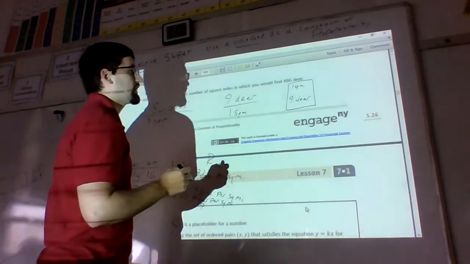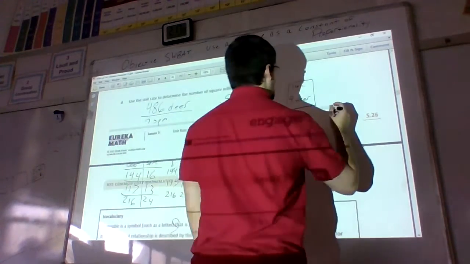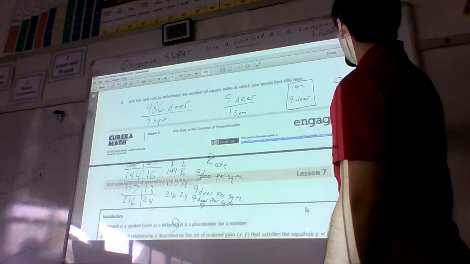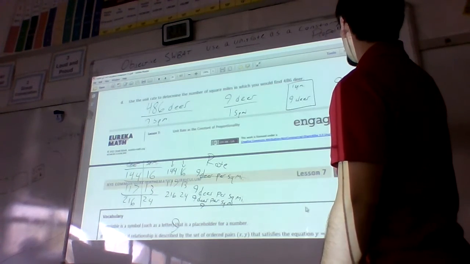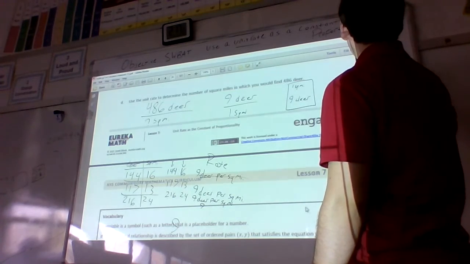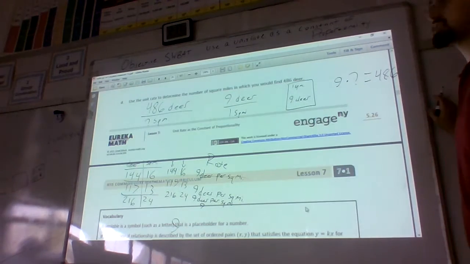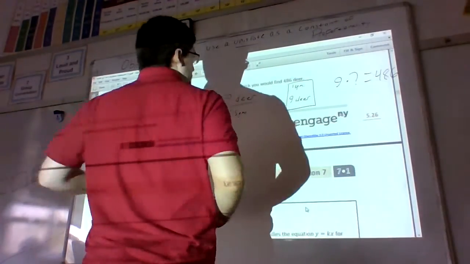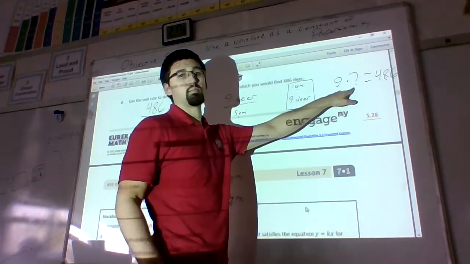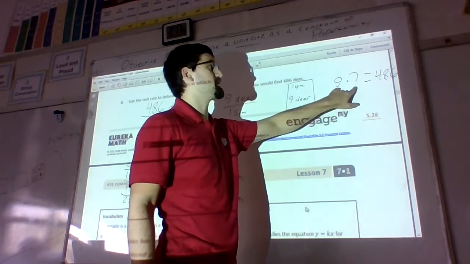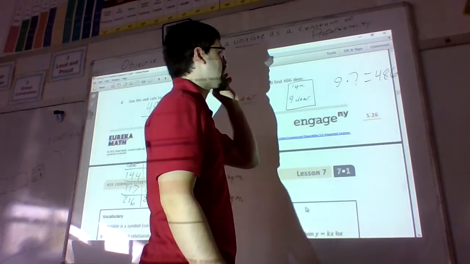But let me try writing this as an equation to maybe help us a little bit. Okay, so I know that I have 9 times some number equals 486. And that question mark is the number of square miles, because there are 9 deer in 1 square mile, so 9 times the number of square miles equals 486.